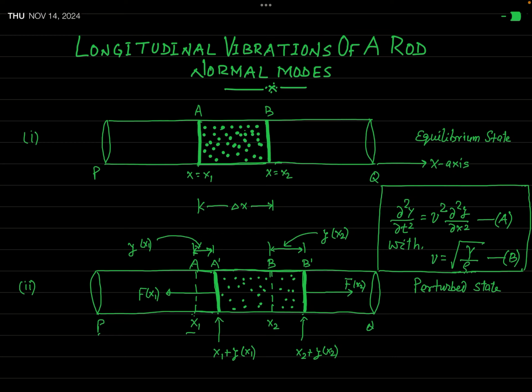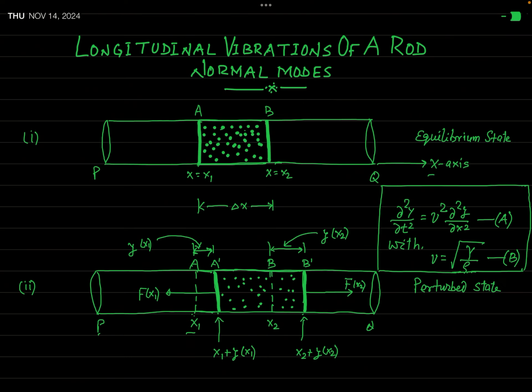So you can remember, I have considered that this PQ is a solid rod lying along the x-axis. And when no disturbing force or external force is exerted on this rod, then the particles of this rod are in equilibrium state or equilibrium position. Actually, for calculation, I have considered that there is a small element of this rod marked by this AB, and these dots actually represent the different particles which constitute this element.